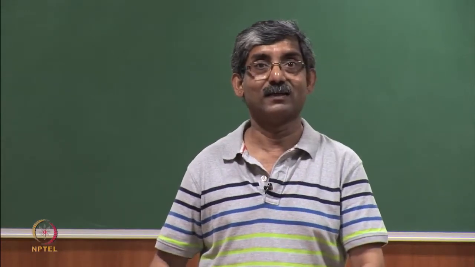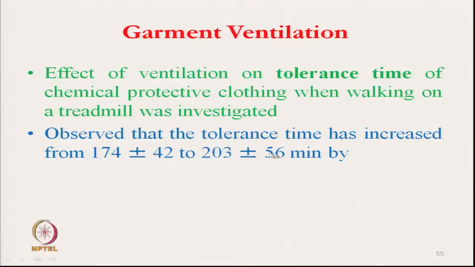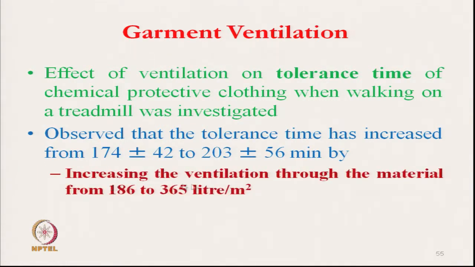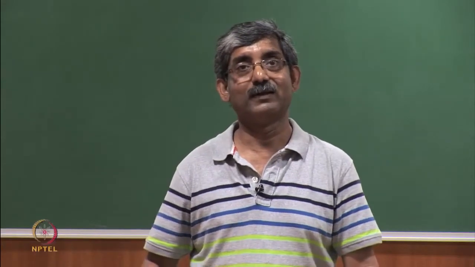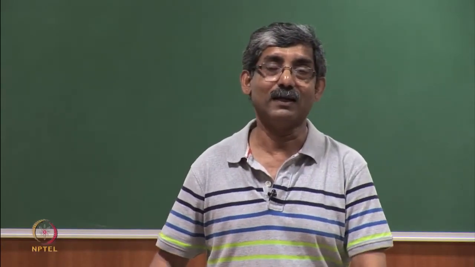In that case it has been observed that the tolerance time increased from 174 plus minus 42 minutes to 203 plus minus 56 minutes by increasing the ventilation through the material from 180 to 365 liters per square meter. So, if we can increase the amount of air ventilated, then tolerance time can be increased.